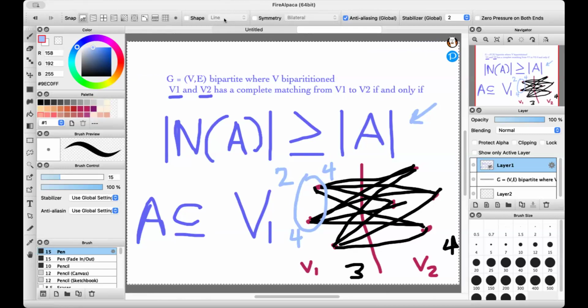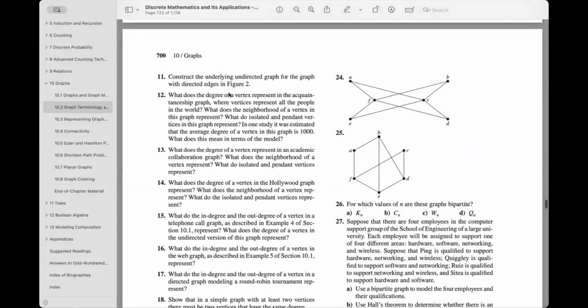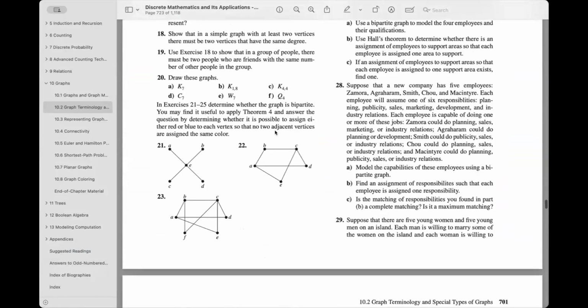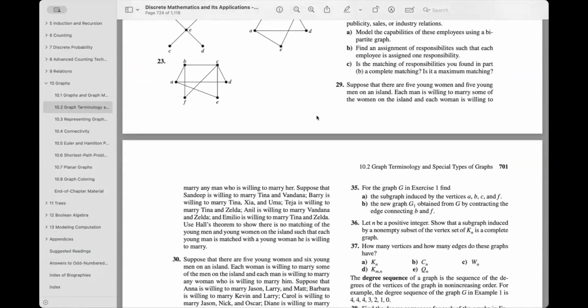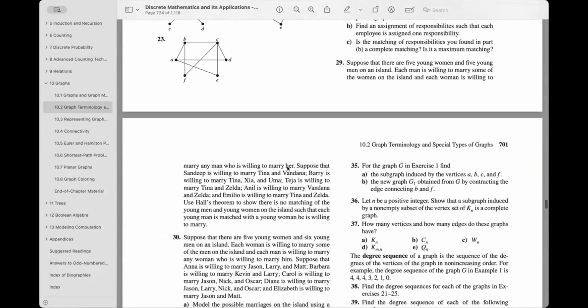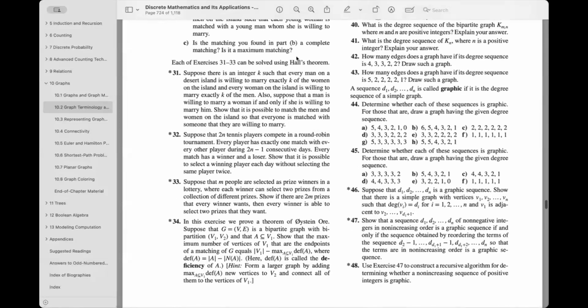So I think a problem for this, let me go to the textbook. Where does it talk about Hall's theorem? I think this is Hall's theorem. Suppose there are 5 young women and 5 young men on an island. Each man is willing to marry some of the women on the island, and each woman is willing to marry any man who is willing to marry her. Suppose Sandeep is willing to marry Tina and Mandana. Wait, let me think. Is this Hall's theorem? Ah, here's Hall's theorem. Okay.